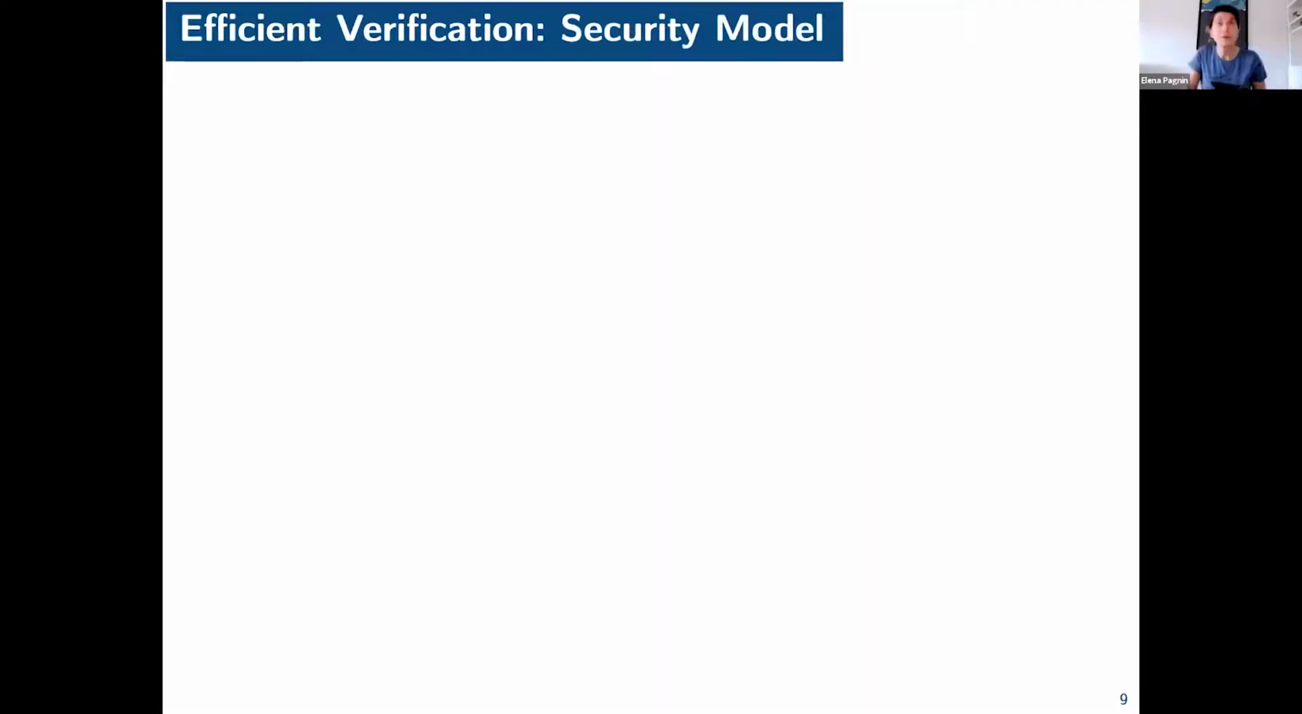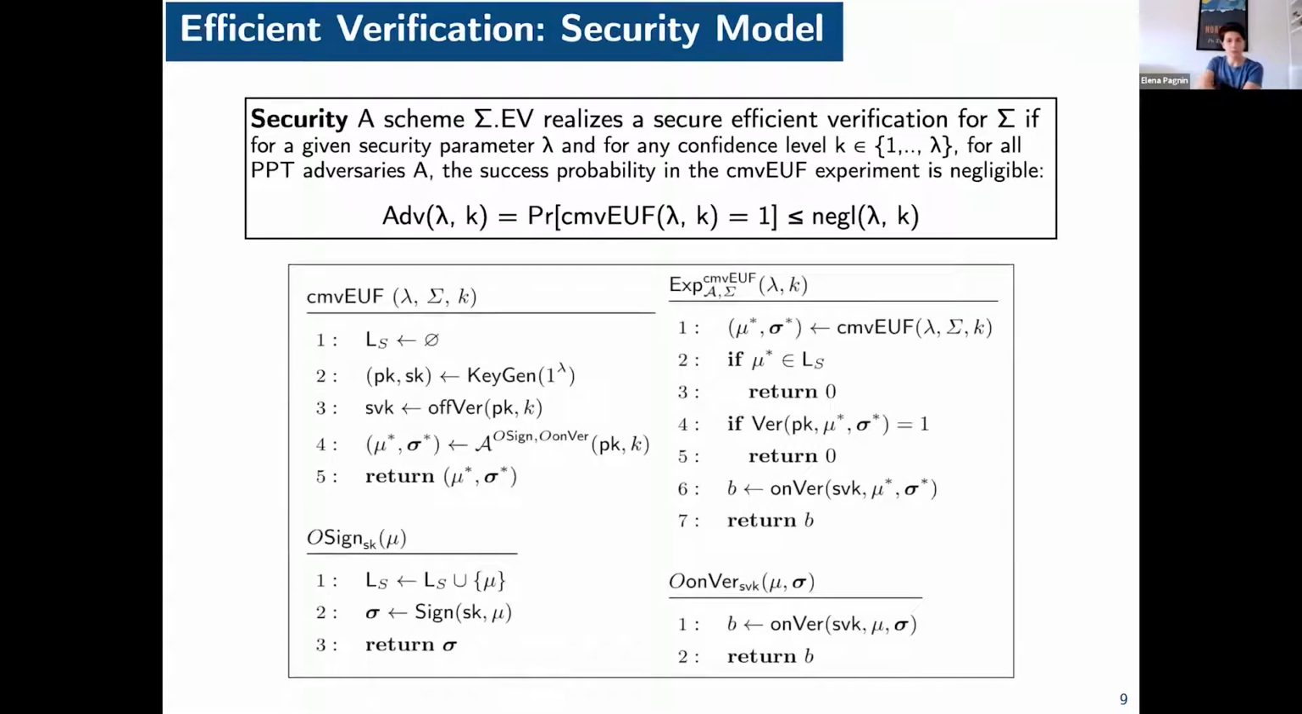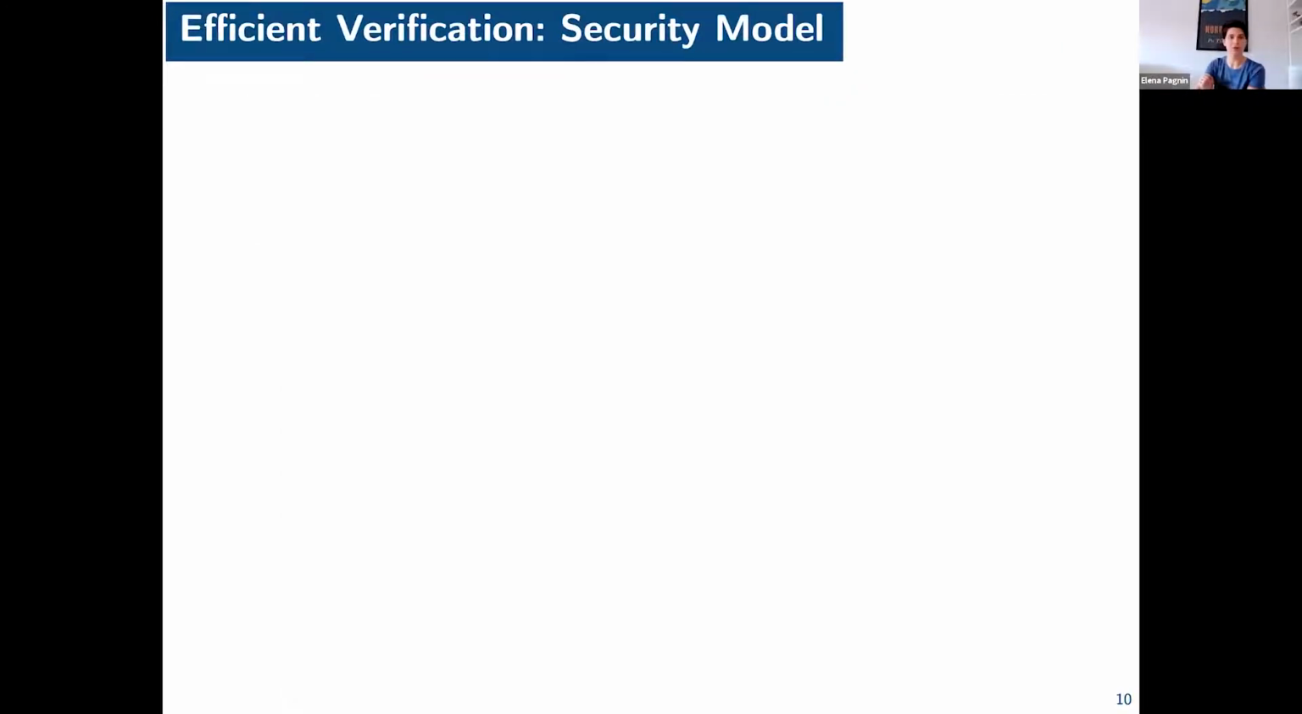Then let's move on to the security model. The security model is based on a chosen message and verification existential unforgeability experiment, and it has the usual settings. So given a security parameter lambda, the confidence level k, and a probabilistic polynomial time adversary, the probability of winning a certain experiment should be negligible. And the experiment looks like this. Now, I don't expect you to read this experiment, but let's have maybe a more human-friendly representation of it.